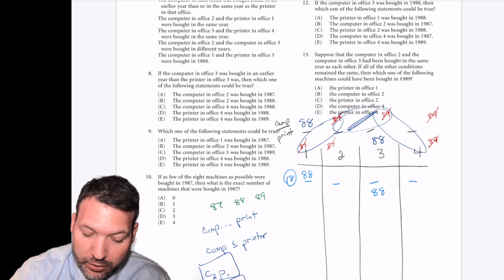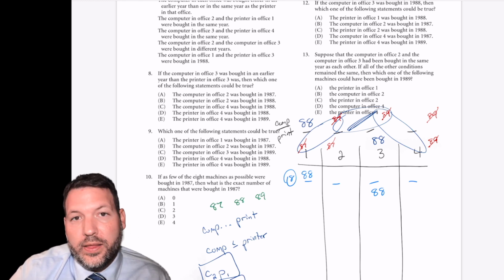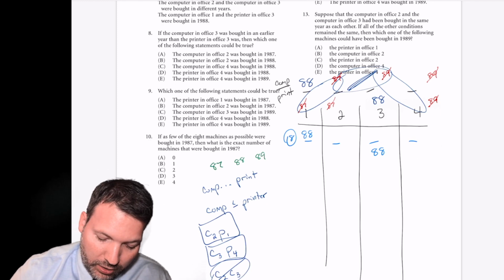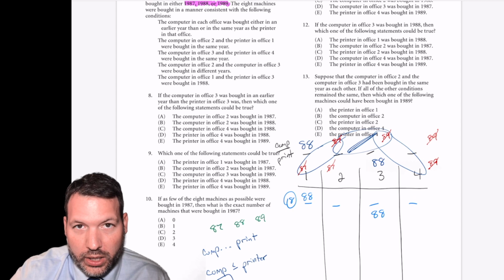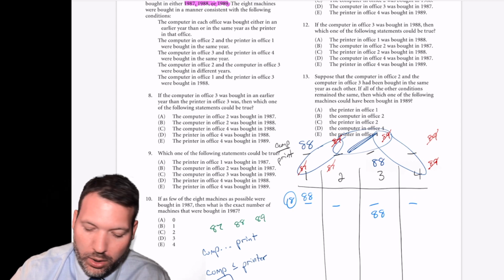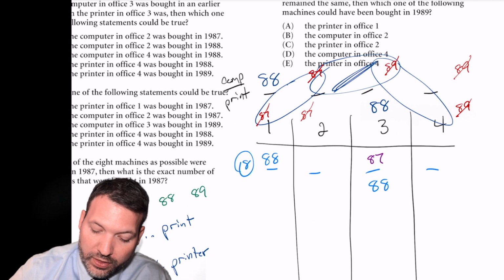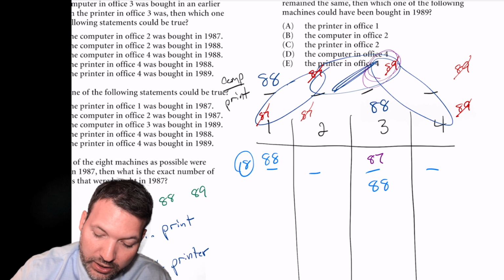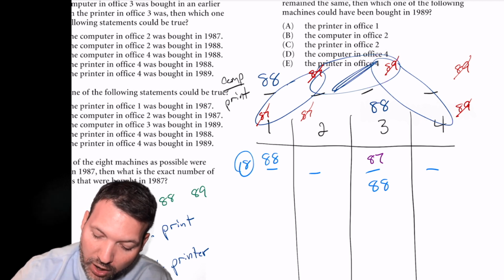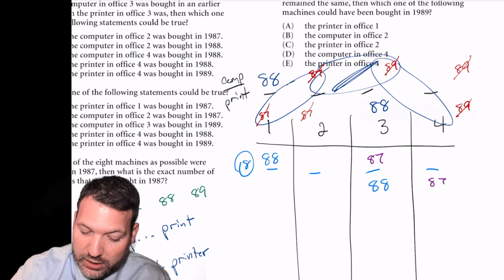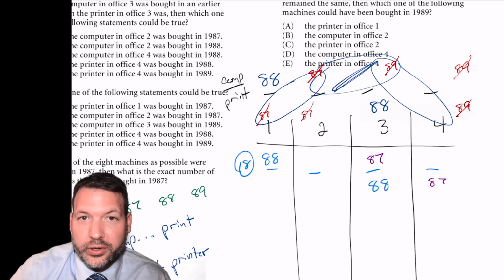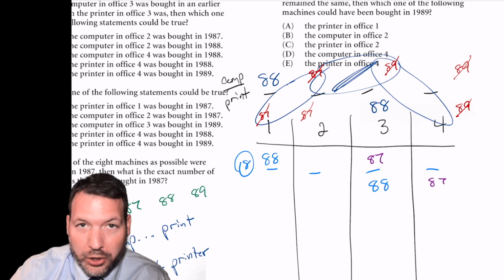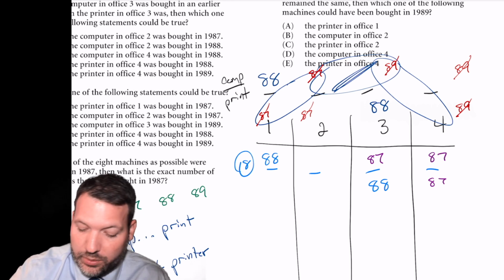Okay, so in this particular case, it's not just that it could be the earlier or the same year. That's what the clue said. Instead, for Office 3, the computer has to be an earlier year. Well, clearly the only possibility for that would be 87. Once we know that the computer in Office 3 is 87, that always connects to the printer in Office 4, which would also have to be 87. Of course, the computer in that office has to have been in an earlier year or the same year, and since there is no earlier year than 87, it also has to be 87.